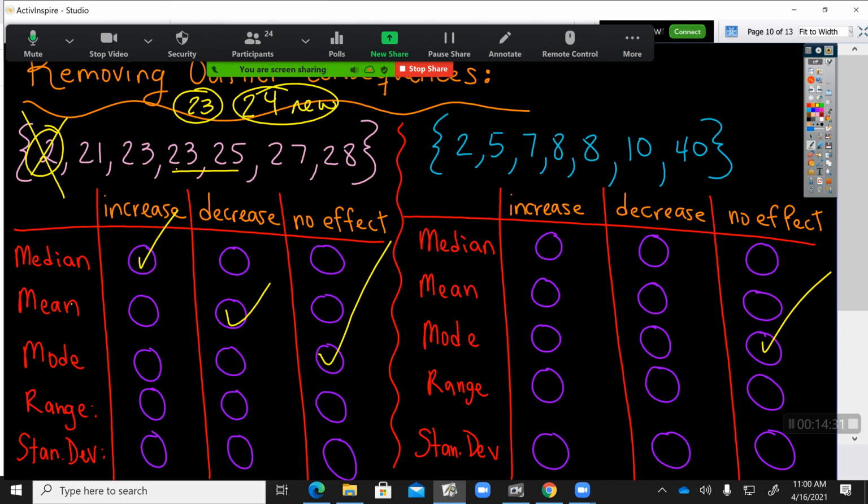Now, let's go back to the last 2 here. Range is the biggest number minus the smallest. 28 minus 2 would be 26. But if I remove that 2 and do 28 minus 21, now I have 7. That value decreased. So the range decreases when you have a low outlier. And now standard deviation, you don't even have to think about it because you match the answer you have for mean. Mean decreases when there's a small outlier, which means also the standard deviation decreases.